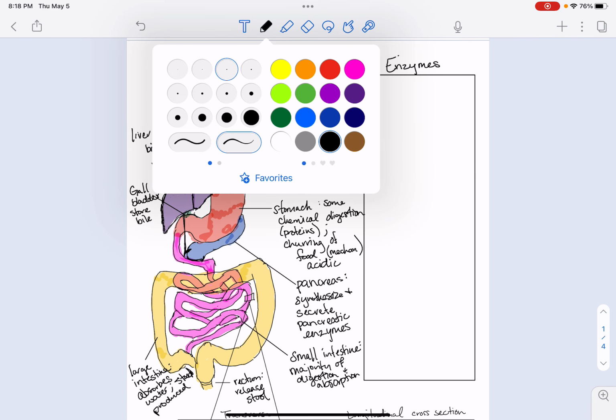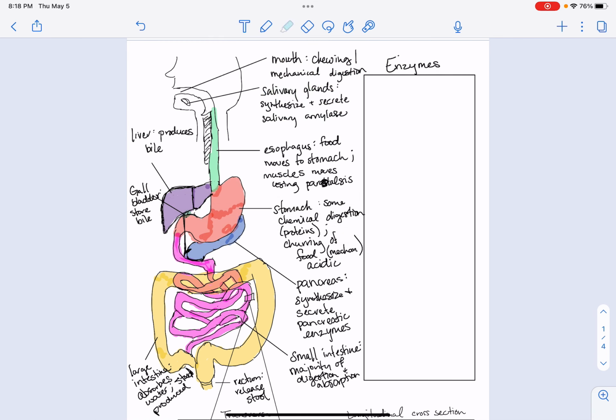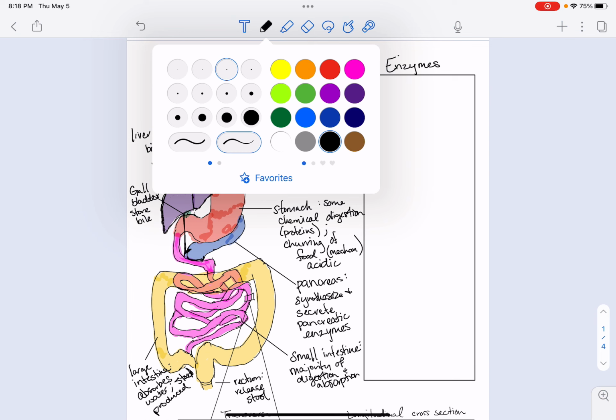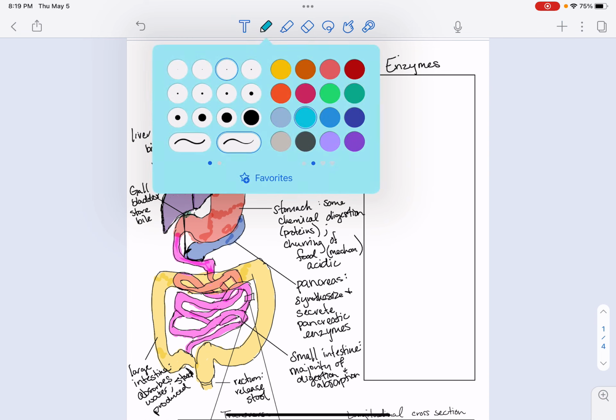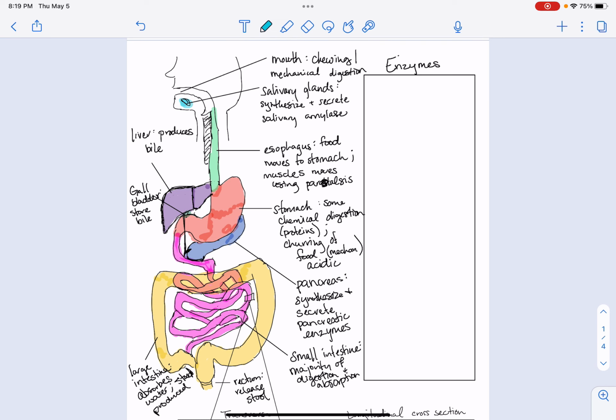Okay. So, moving on, we have enzymes. Starting with, actually I didn't color it. Let's start with this guy. We already went over it, but the salivary glands, if I could spell, that would be great. Salivary glands produce salivary amylase.